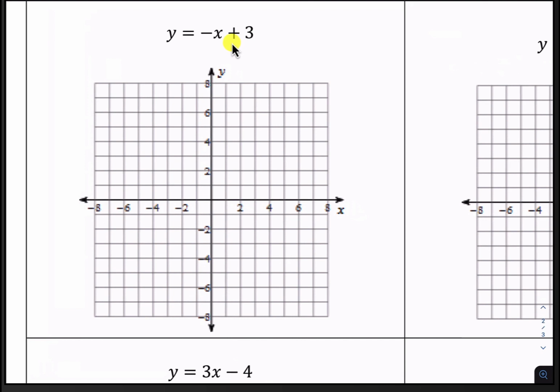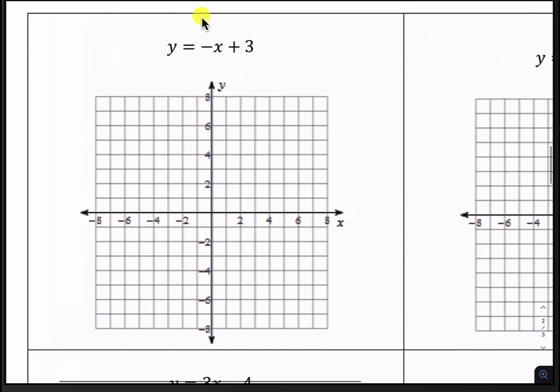All right, continuing on the next page, we have y equals negative x plus 3. M is the number that is multiplying the x, and that's going to be negative 1. 3 is what's being added to the x, so that's b. Now b is 3, and that is our y-intercept. So our first point is going to be at 3 on the y-axis, which is at this location.